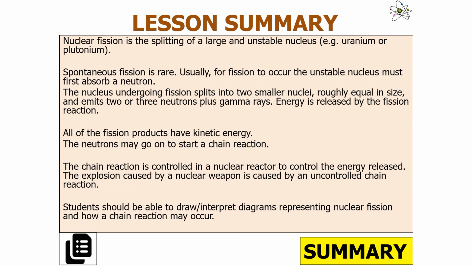So what do we know? Nuclear fission is the splitting of a large and unstable nucleus. Spontaneous fission is rare. Usually for fission to occur, the unstable nucleus must first absorb a neutron. The nucleus undergoing fission splits into two smaller nuclei roughly equal in size and emits 2 or 3 neutrons plus gamma rays. Energy is released by the fission reaction. All of the fission products have a kinetic energy and they may go on to start a chain reaction. The chain reaction is controlled in a nuclear reactor, to control the energy released, and the explosion caused by a nuclear weapon is caused by an uncontrolled chain reaction.